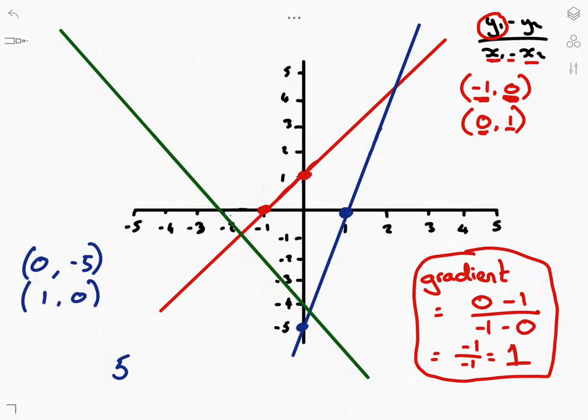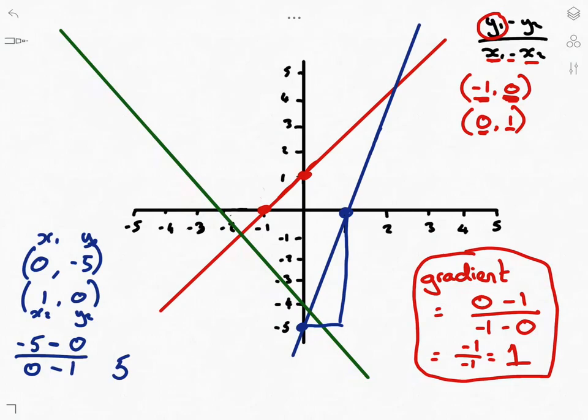So I'm always choosing the ones on the axes to make it a bit easier. And we use our formula. Y1 is, so this is Y1, this is X1, X2, Y2. So Y1 is minus 5, take away Y2 is 0. And X1 is 0, take away X2 is 1.